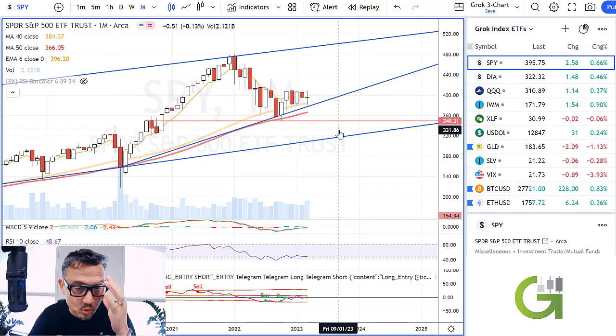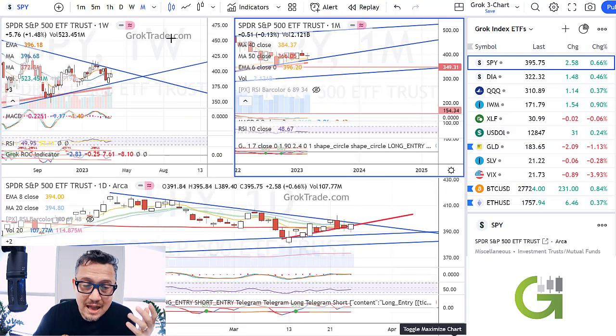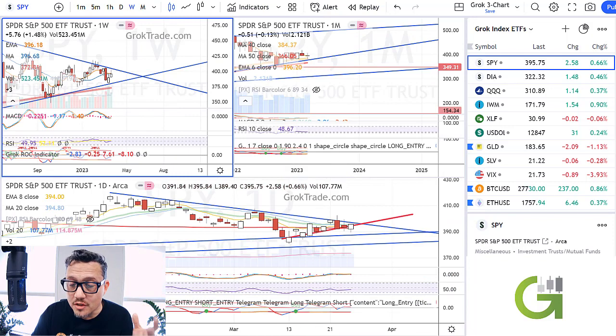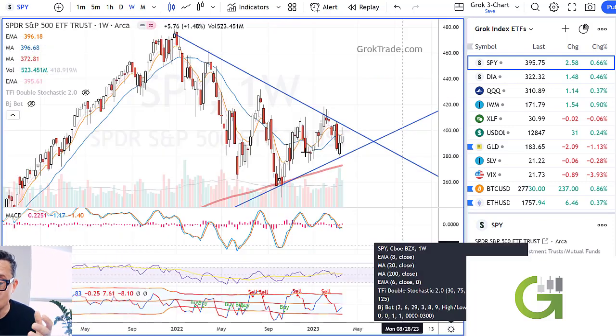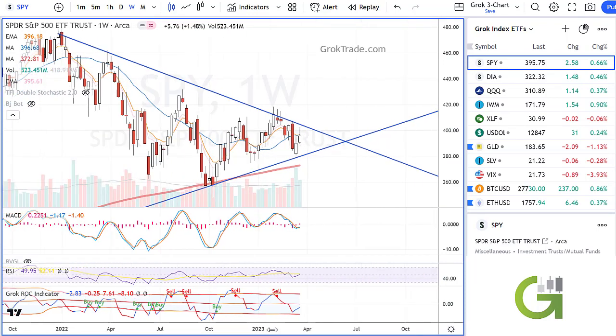Now, the thing I look for is to go down a level. So when I go down a level, I go over here to the weekly chart. And on the weekly chart on the Spider, each candlestick, each one of these bars, is one week.